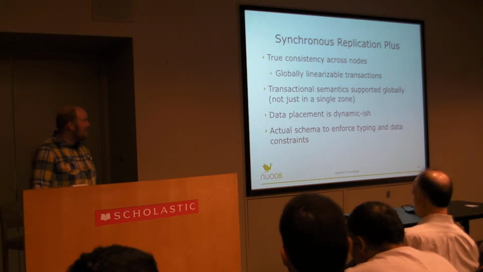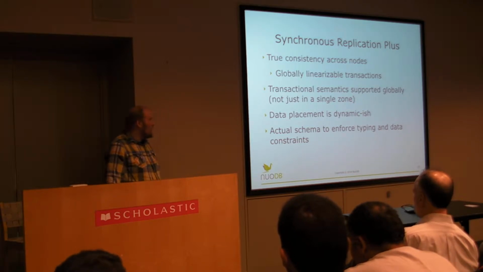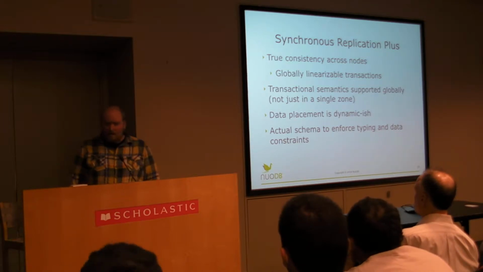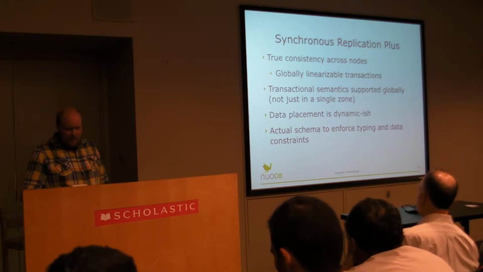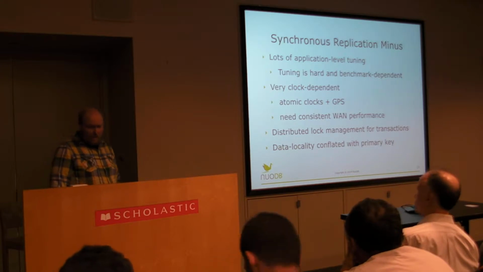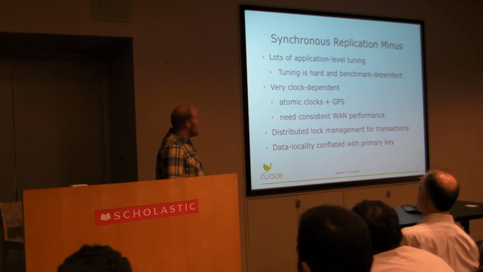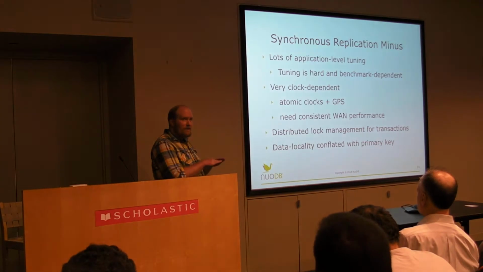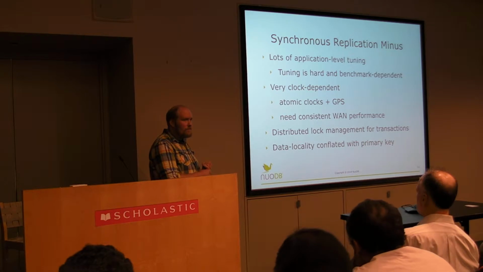Data placement is dynamic-ish. Different nodes can serve different pieces of the database, and it is specified by the application, but the application has to tell it where to cache things explicitly ahead of time. And it actually supports schema, so you can have type checking and enforce certain data constraints. The schema is also where you put all of your caching information. One of the big minuses, from my point of view and any developer's point of view, is that there's a huge amount of application-level tuning that has to go on. It's basically a very bare-bones system, and the application is responsible for telling the database all of the locality rules and all this other stuff.